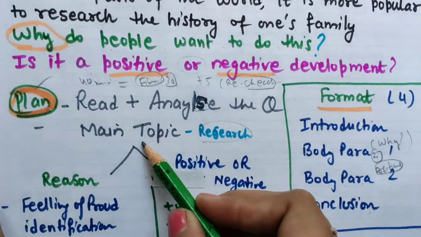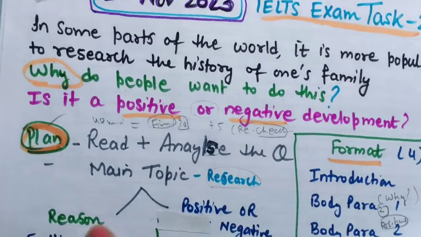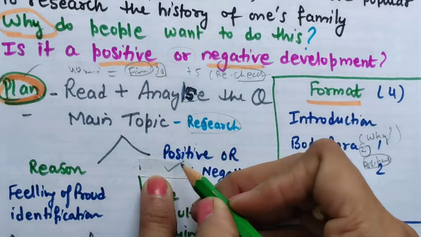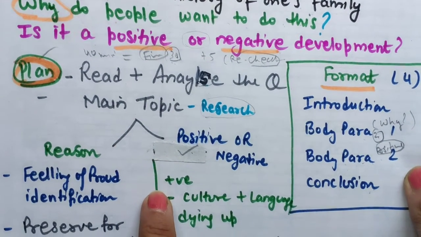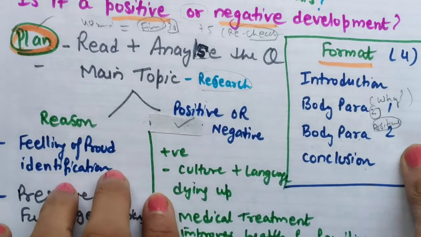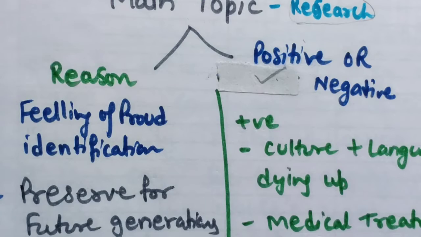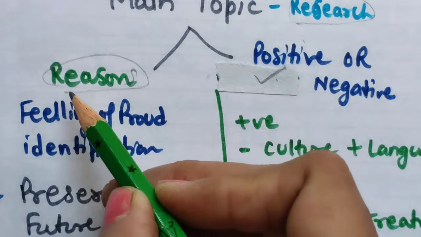Here there are two types of things they have asked, reasons and negative, so you have to decide. I will go with the positive one, and the reasons. You have to brainstorm your points in advance, before writing the introduction and other things. So let's discuss it: what could be the reasons why people are doing this?